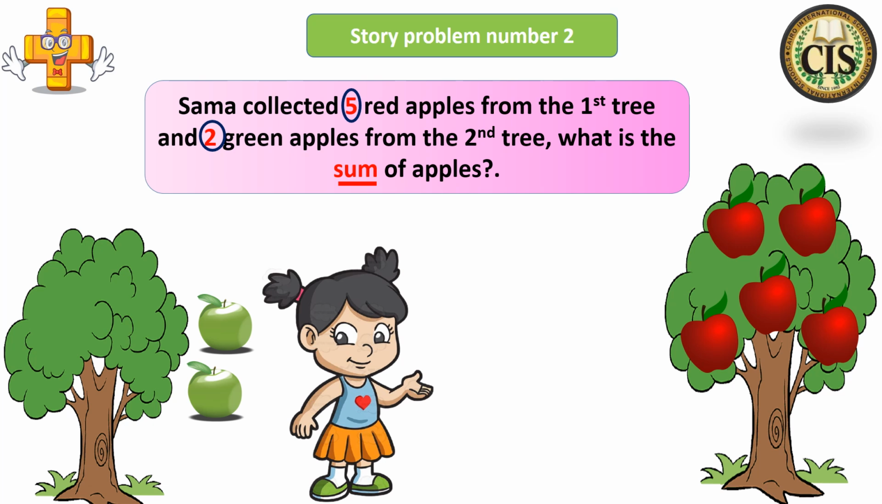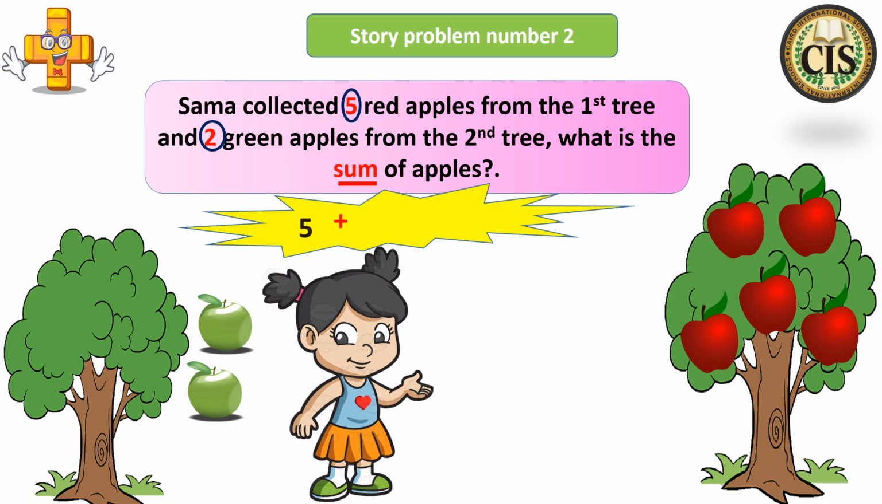So let's solve together. First we have to write the plus sign because we have the addition keyword, which is sum. Then we will write 5 plus 2. Don't forget to write the equal sign. And ask yourself, 5 plus 2 equals what?